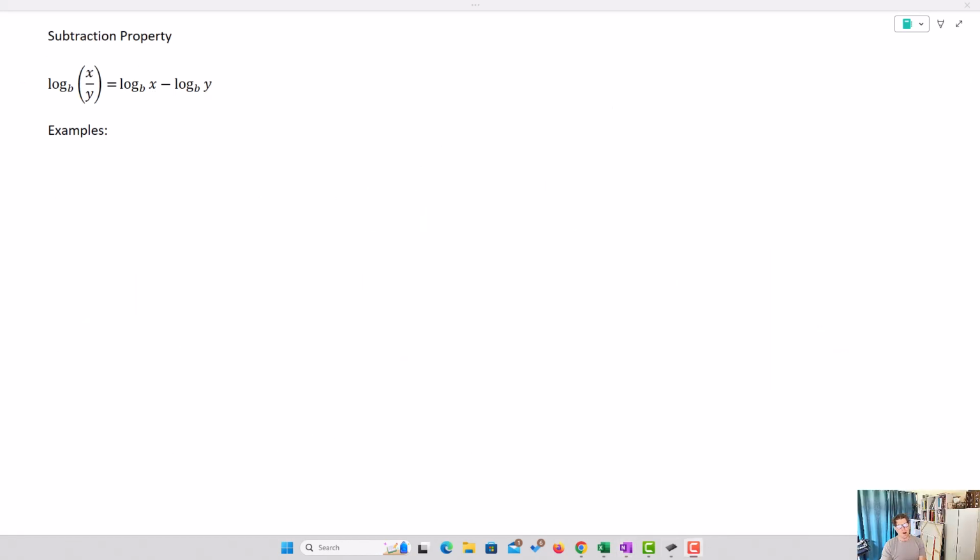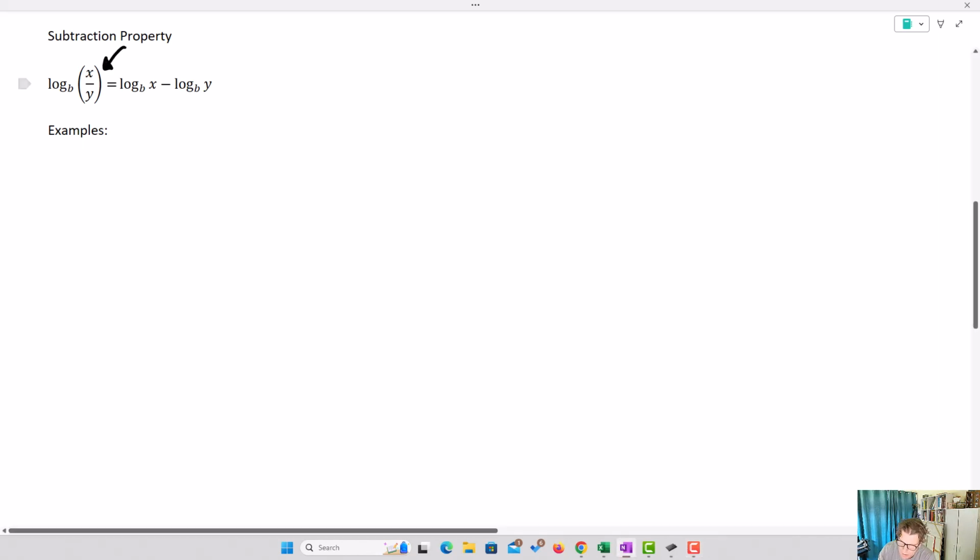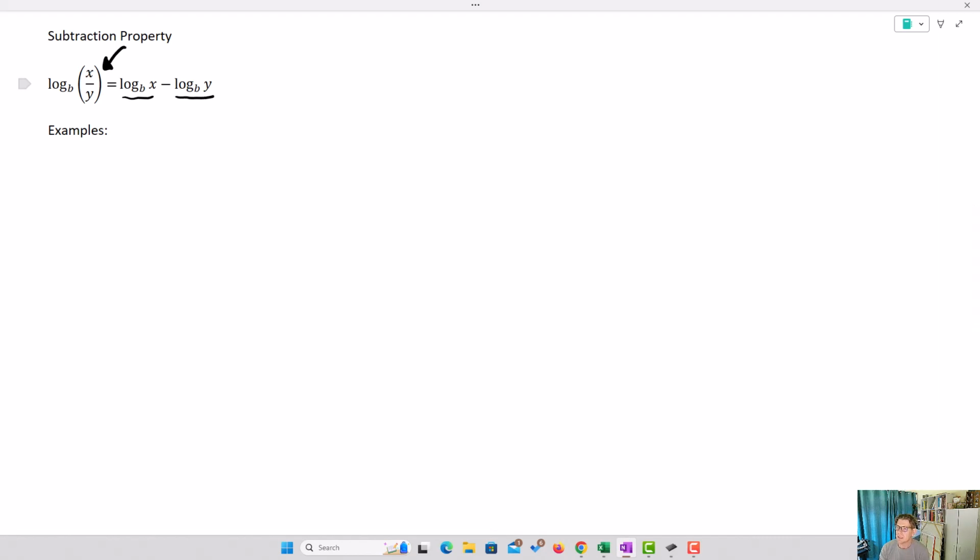So we had an addition property. Now what we want is to utilize the subtraction property. The subtraction property has a division inside of the argument, x divided by y in this case. The numerator will be our first log, and then we'll subtract the log of the denominator: log base b of x minus log base b of y. And that ends up being our subtraction property, very similar to the addition property. So let's try out a couple.